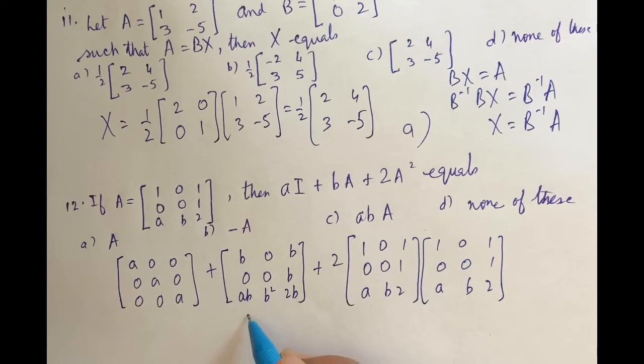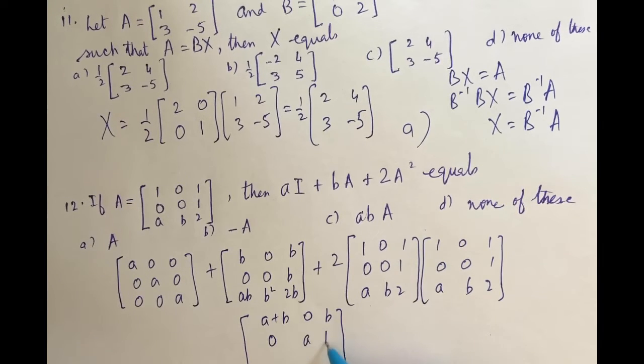So sum of first two is A plus B. This is 0, this is B 0, this is AB, this is AB, this is B square A plus 2B plus twice of this product. This is 1 plus 0 plus A, 1 plus A. Next it's 0 plus 0 plus B, it's 1 plus 0 plus 2, that is 3.